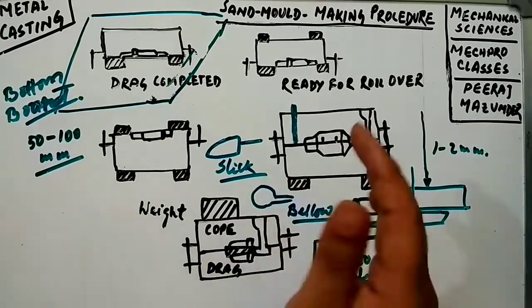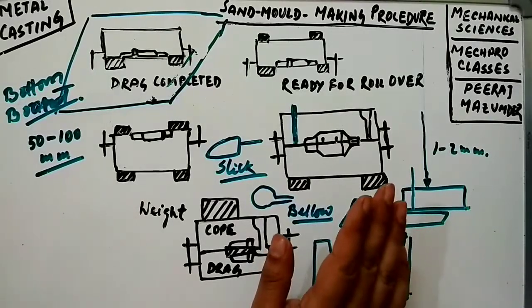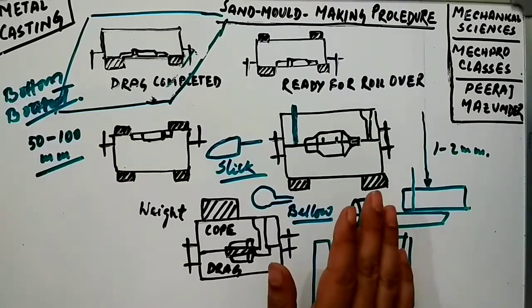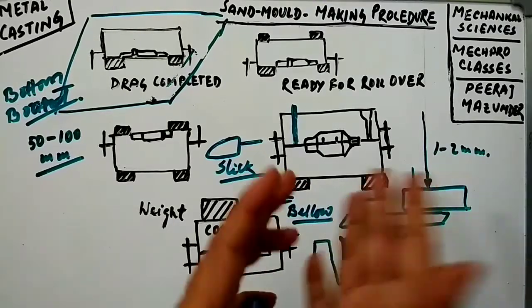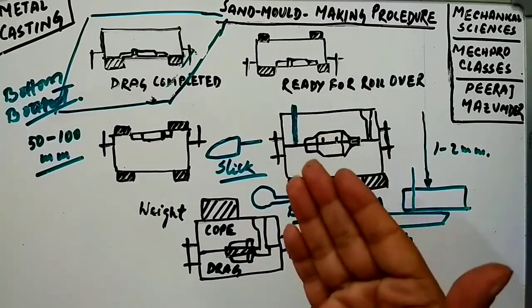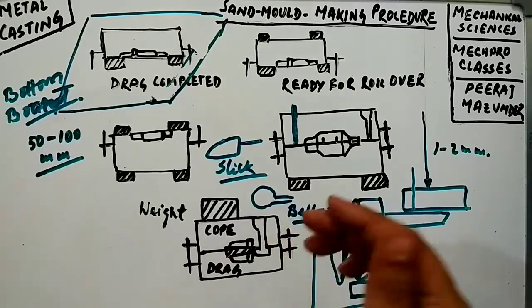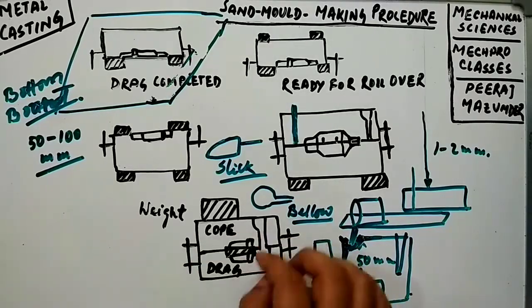Okay, now a dry sand core has to be prepared using a core box. You already know why we use a core: for making hollow castings. Again, after suitable baking, the core has to be placed in the mold cavity, and then the cope is to be replaced on the drag, taking care of the alignment of the two by means of the pins.